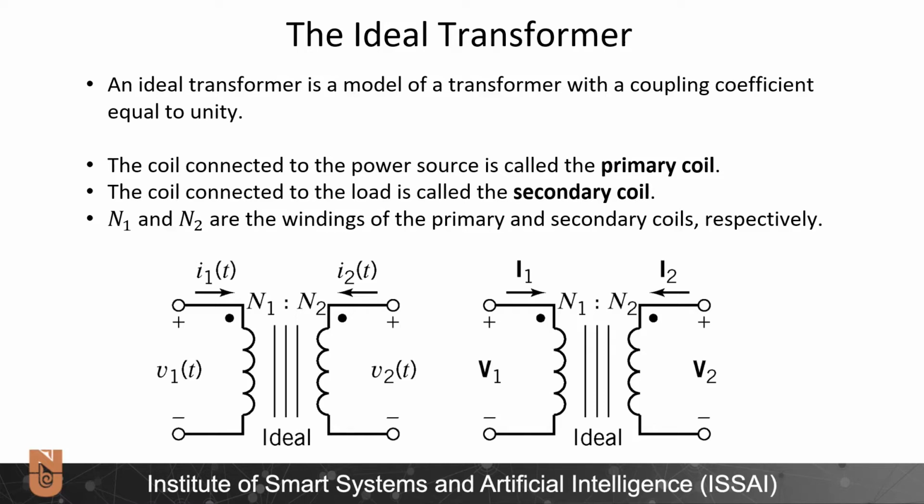Now we know the importance of transformers in the power distribution systems across the world. Let us figure out what is an ideal transformer. An ideal transformer is a model of a transformer with the coupling coefficient equal to unity. The coil connected to the power source is called primary coil. The coil connected to the load is called the secondary coil. N1 and N2 are the windings of the primary and secondary coils respectively.